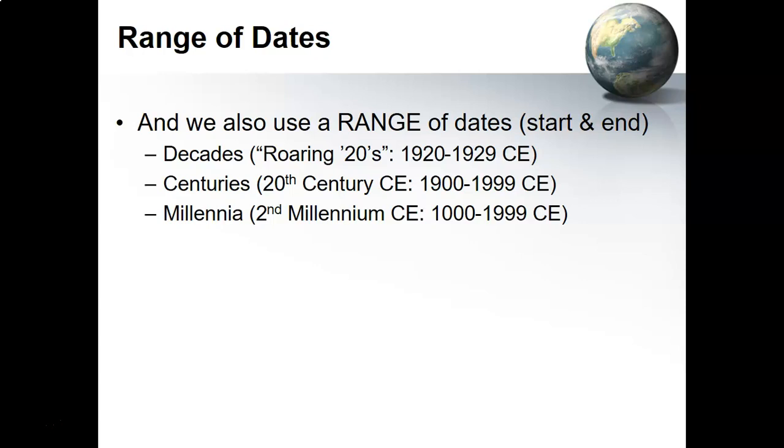But we could also do this for millennia, a period of 1,000 years. The second millennium of the Common Era would be 1000 to 1999. Again, though, it's because the first millennium of the Common Era was 0 to 999.